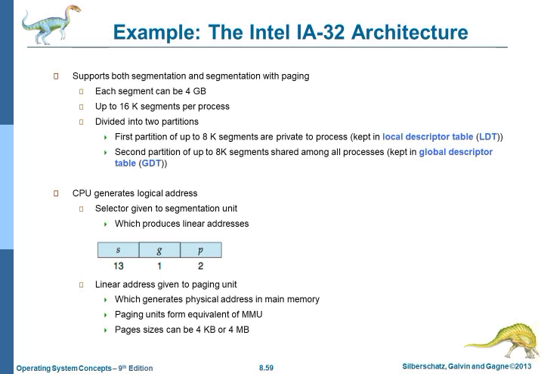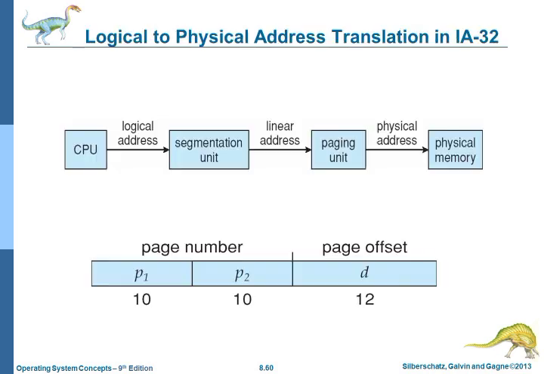Next, the CPU generates a logical address, the selector is given to the segmentation unit, which produces a linear address. Next, the linear address is given to the paging unit, which generates the physical address in memory, and the paging unit forms the equivalent of the MMU. And last, page size can be 4 KB or 4 MB. So this is a diagram of logical to physical address translation in IA32.